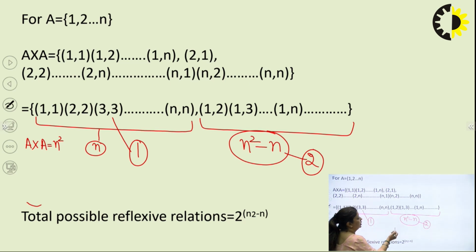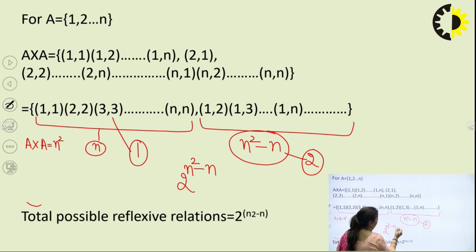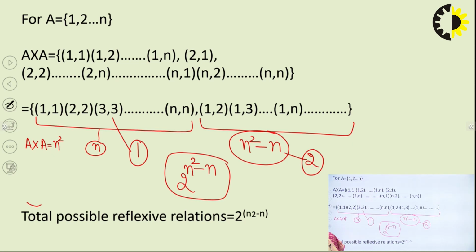So, since I have two choices only for these n square minus n elements, how many reflexive relations can I have? 2 to the power n square minus n. So, this is the number of reflexive relations which are possible for a set A with cardinality n.